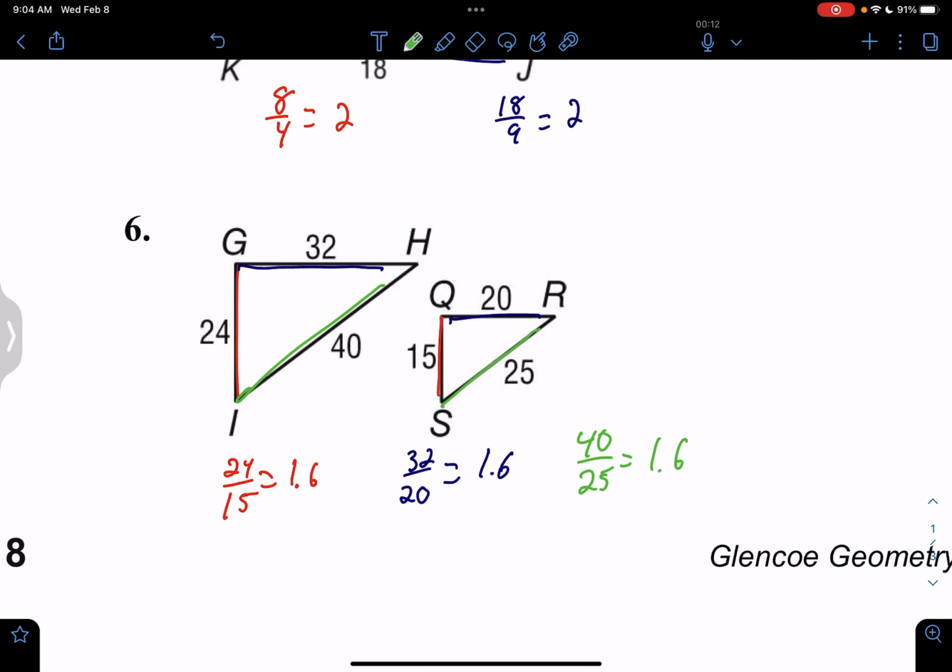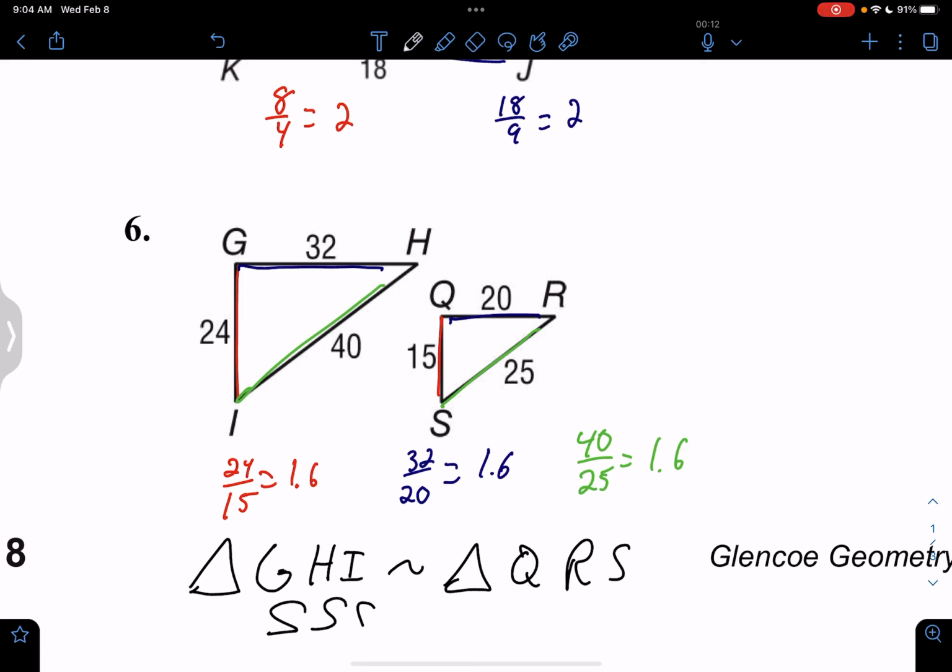Okay. But now, let me write the similarity. Triangle GHI, similar to triangle QRS. And this is SSS similarity.